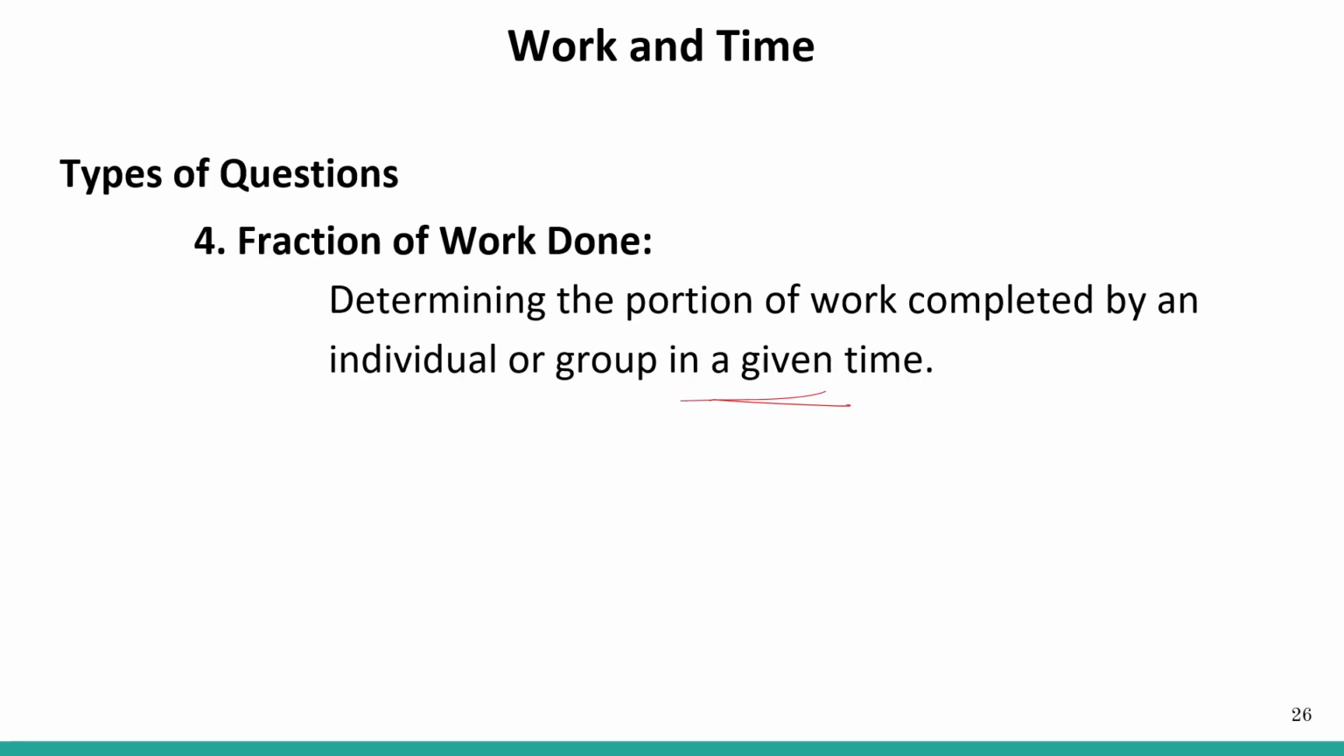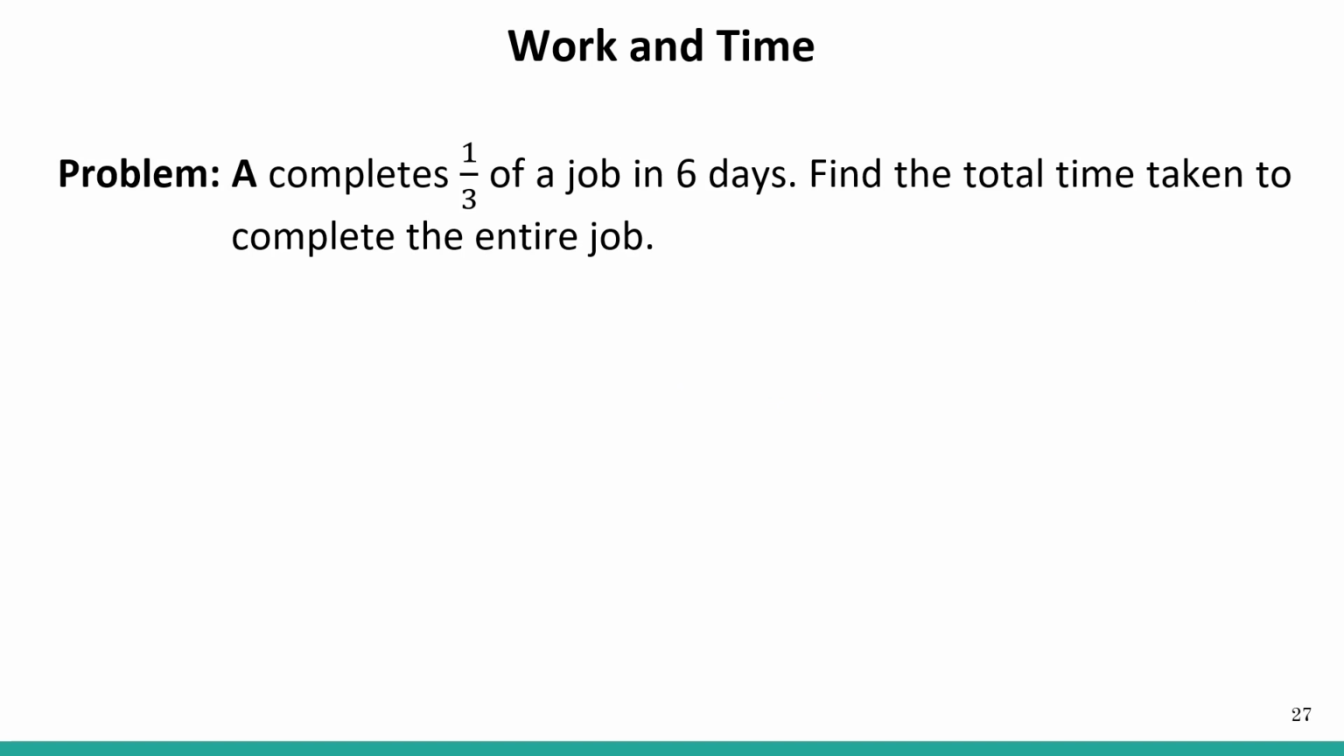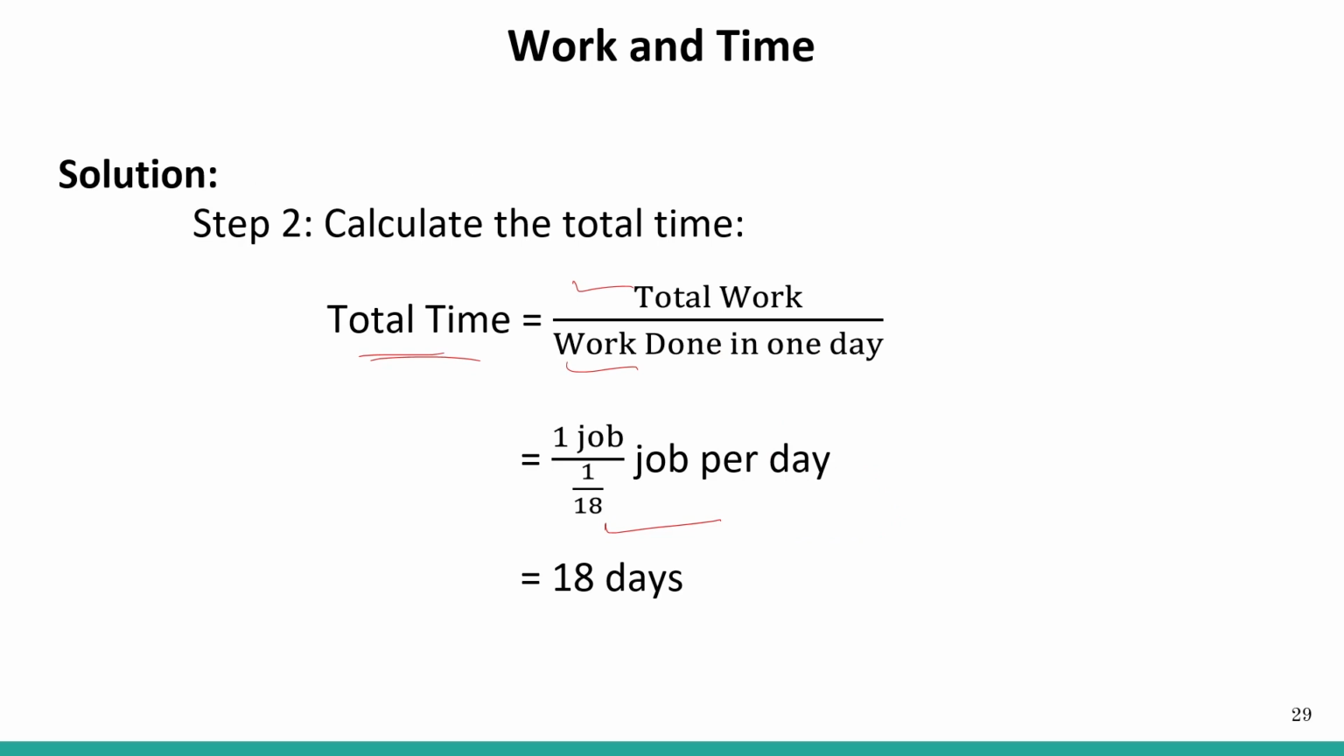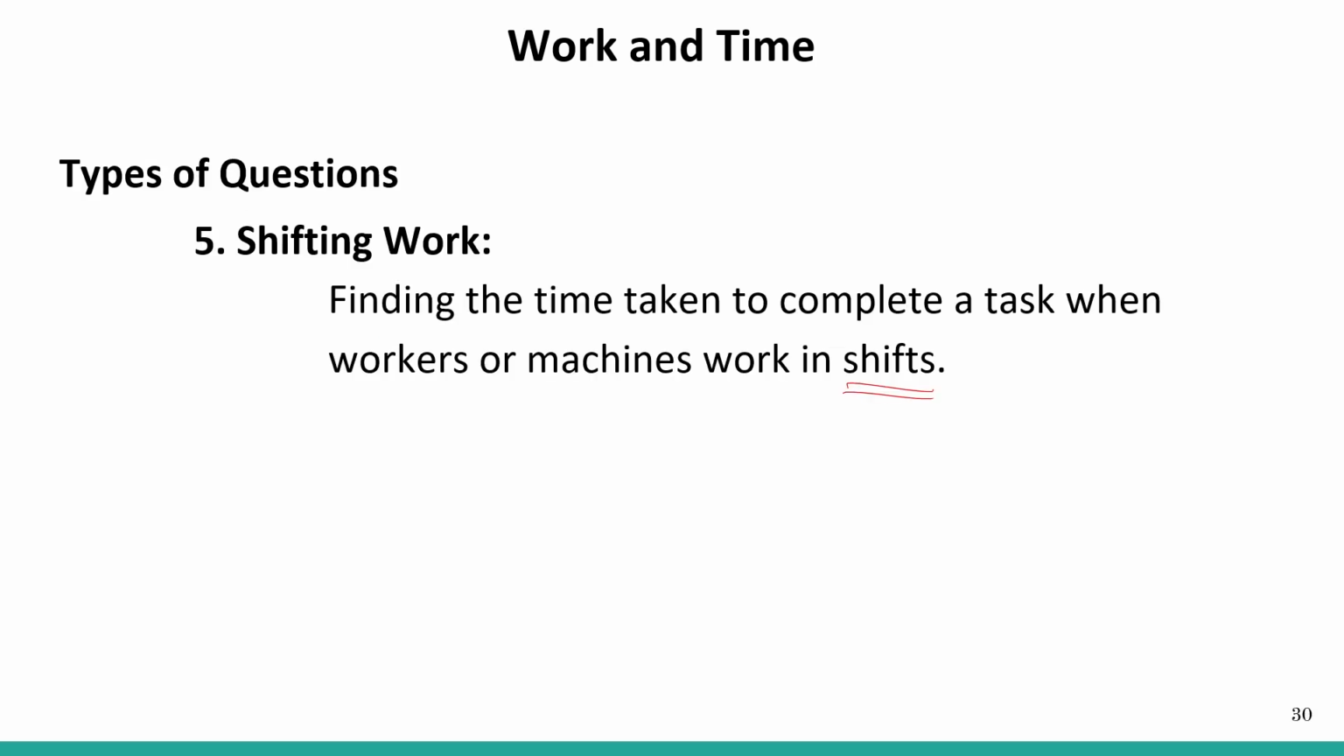So fraction of work done. Determine the portion of work completed by an individual or group in a given time. If A completes 1 by 3rd of a job in 6 days, find the total time taken to complete the entire job. Okay, so it will take 18 days. So step 1, the work done by A in 1 day is 1 by 3 whole by 6, which is equal to 1 by 18 per day. So calculate the total time, that is total time is equal to total work by work done in 1 day. So 1 job by 1 by 18 is equal to 18 days.